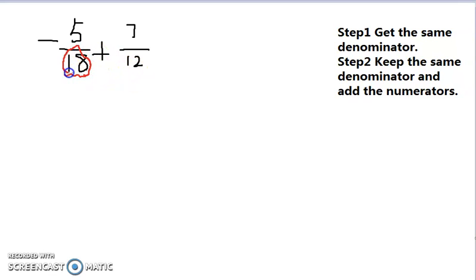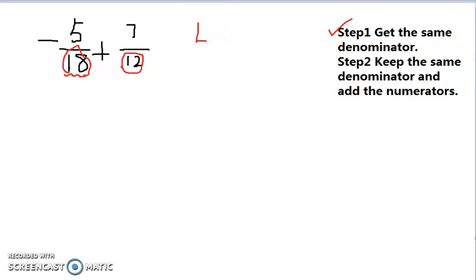So that's what we need to do in our first step, to change them so we end up with the same denominator. And after we do that, we will be able to use the second rule in the second step. So let's work on the first step. How do we change 18 and 12 to the same denominator, same number? We're going to find the LCD.